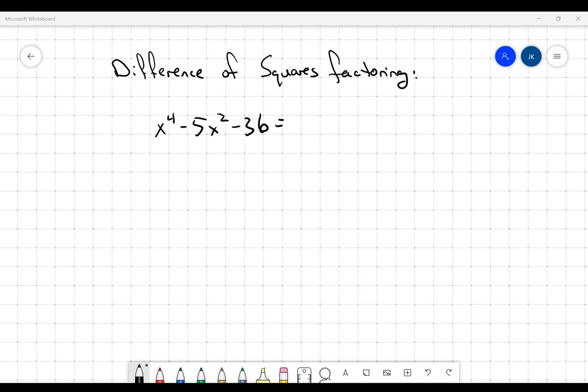All right, hi everybody. So in this video here, we're going to look at another example of factoring using difference of squares. Now, when you take a look at this expression, the difference of squares does not jump out at you. This looks more like it's in the form of a quadratic.